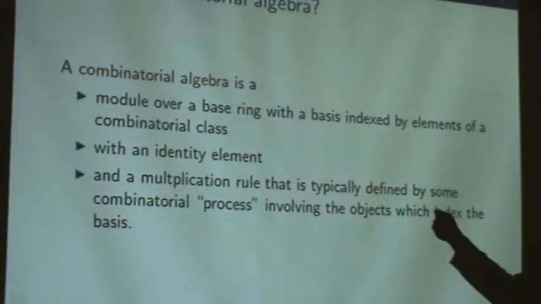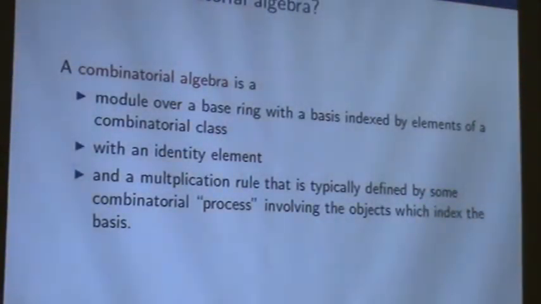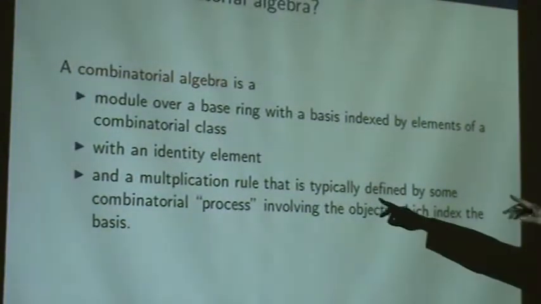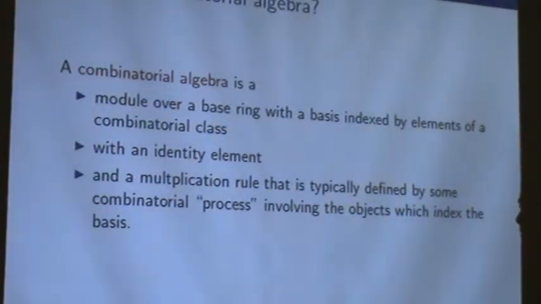And this algebra has an identity element. So one of these combinatorial objects corresponds to an identity on this algebra. And then you also have a multiplication rule. It's typically defined by some combinatorial process involving the objects which index the basis. So it's probably easiest to look at some examples and get a sense of what these things are.